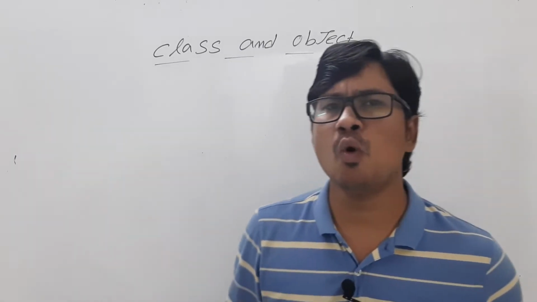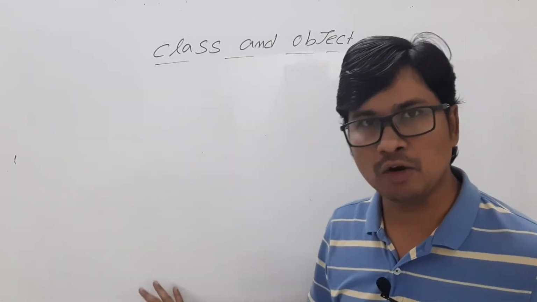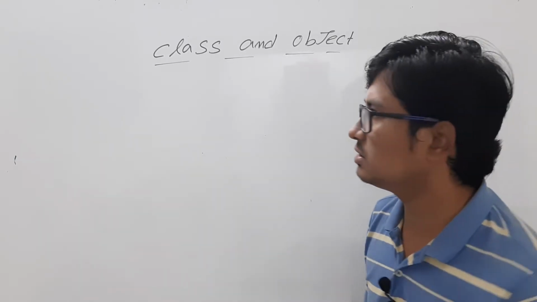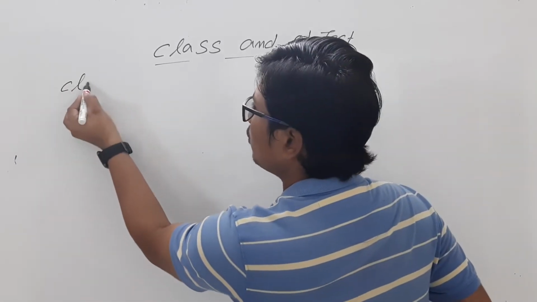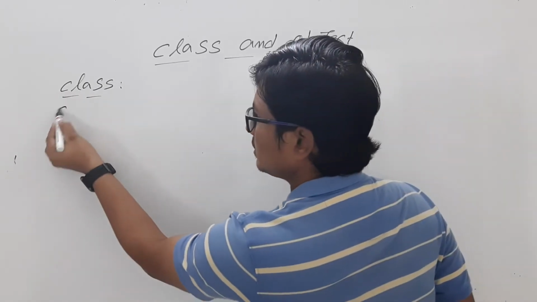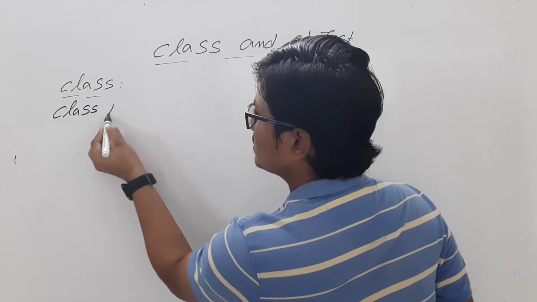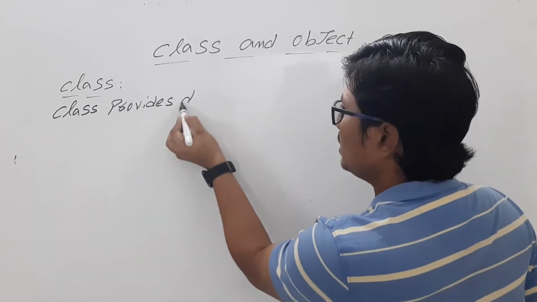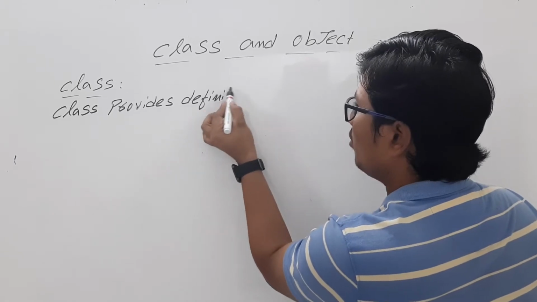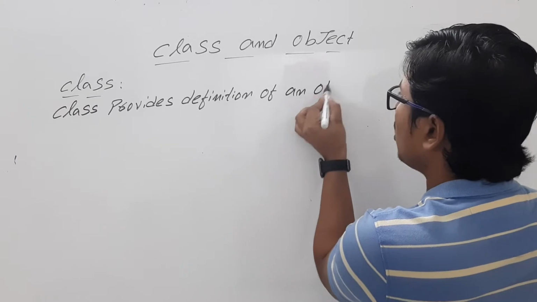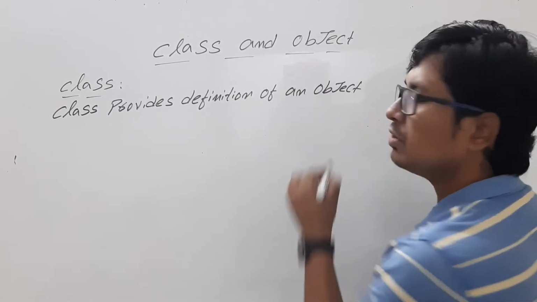Just let me give an overview about a class and object. Then we will go for how to define a class and all the things. First, let me define what is a class. Class provides a definition of an object. So how an object should look, all these things the class will provide.